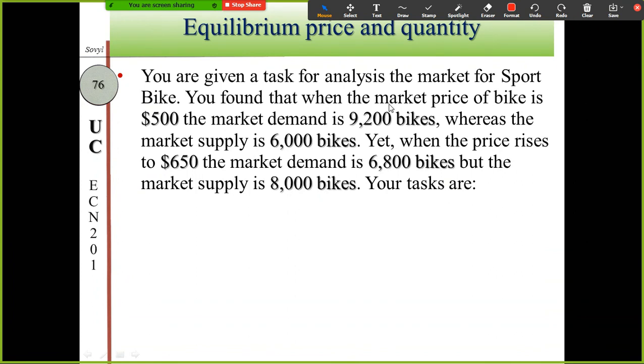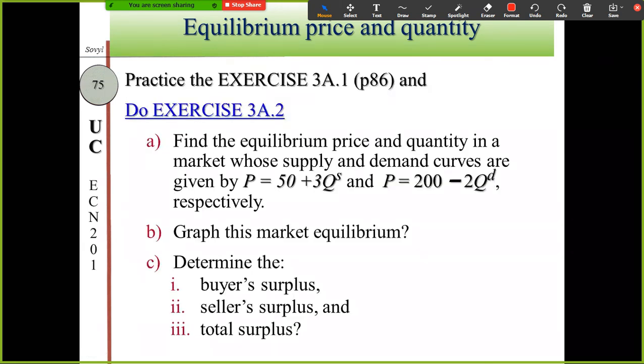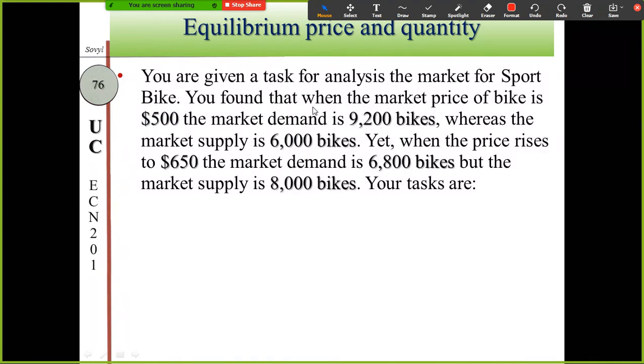This one is just giving you information and asking some questions. This is giving you an equation, and asking you some questions. So this is information. You are given a task to analyze the market for sport bikes. You found that when the market price of a bike is $500 per unit, the market demand is 9,200 bikes, whereas the market supply is only 6,000 bikes. Yet when the price rises from 500 to 650, the market demand is 6,800 bikes, but market supply is 8,000 bikes.